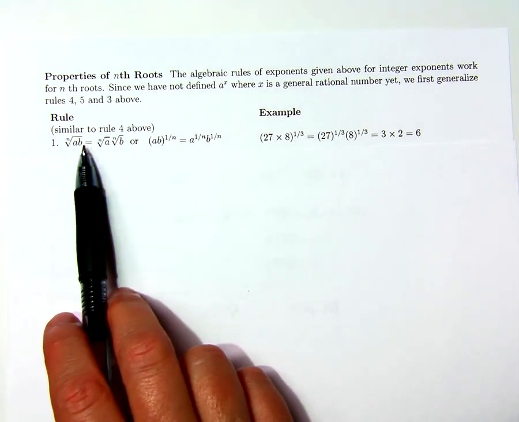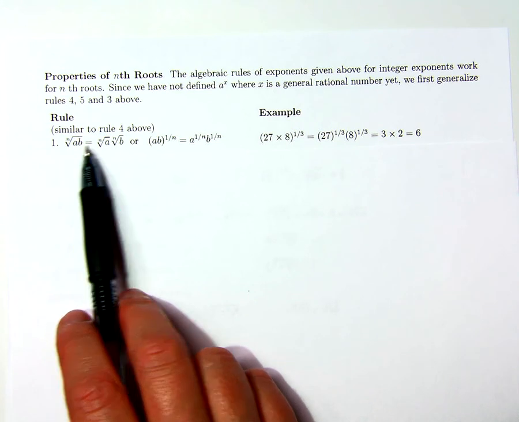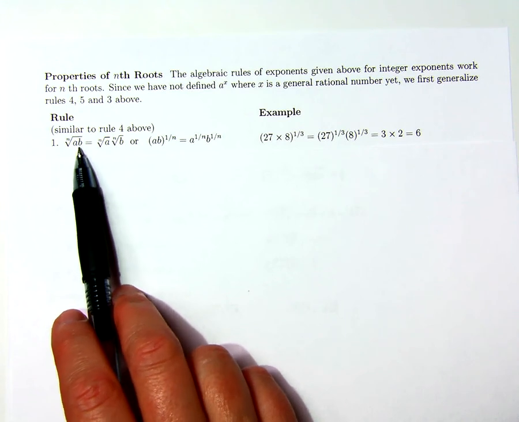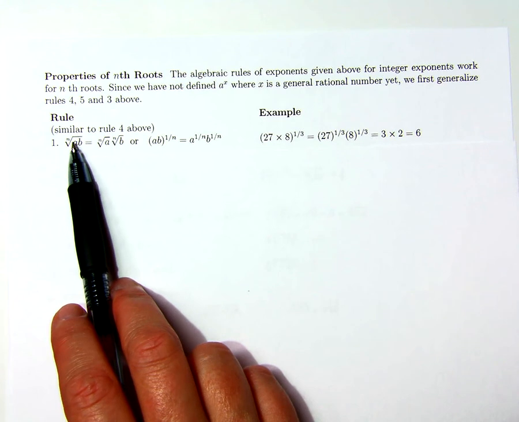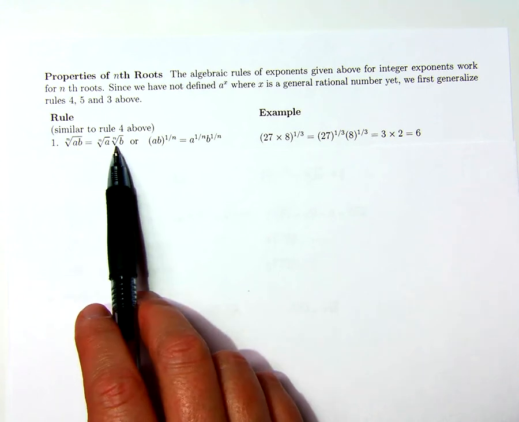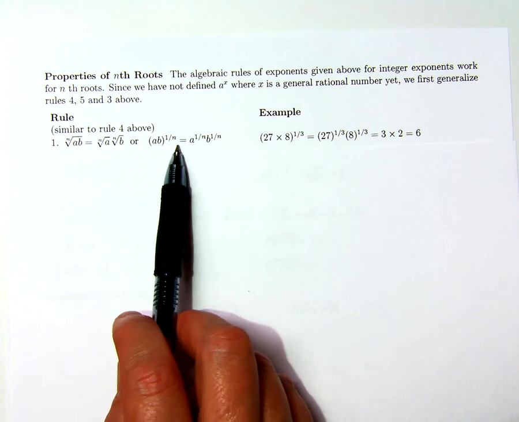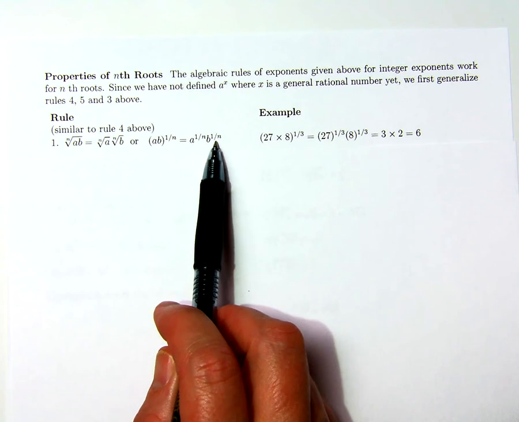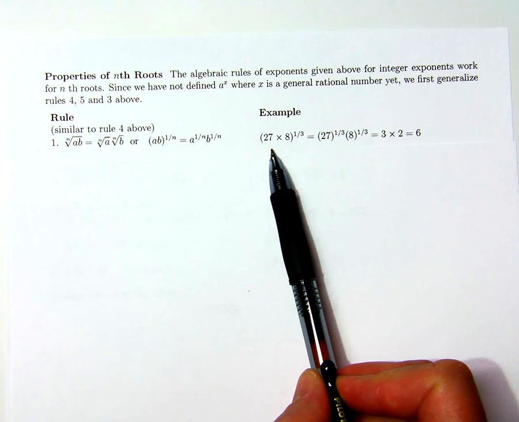So rule 4 said that (a times b) to the n, or x, is a to the x times b to the x. And this still works when our power is an nth root, or 1 over n. So what we're saying is (a times b) to the 1 over n, according to our definition, is a to the 1 over n times b to the 1 over n. And you can see why that might be true in this case.